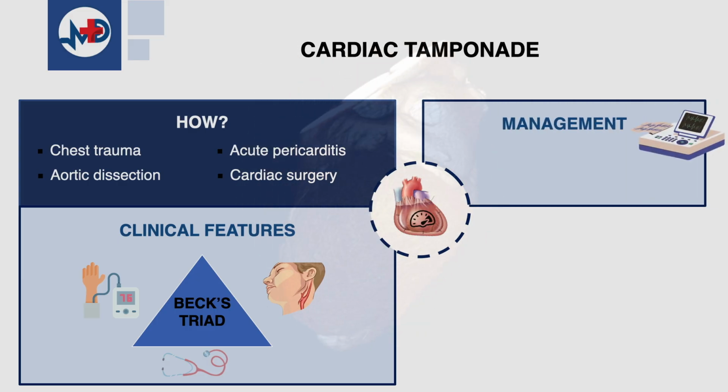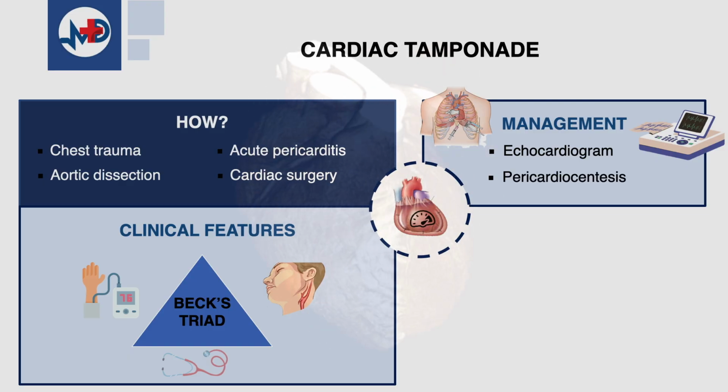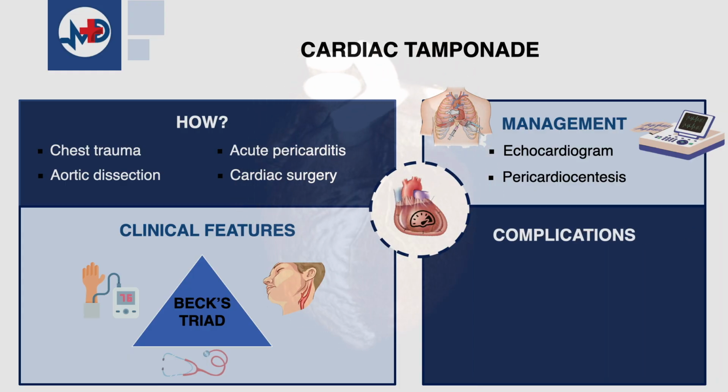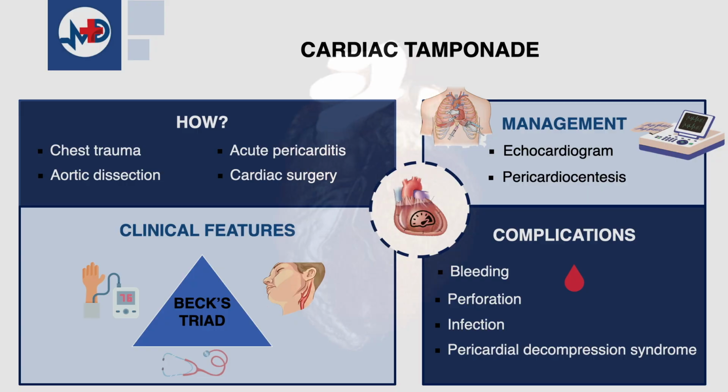ECG findings include low voltage QRS complexes and electrical alternans. If the patient is unstable and you suspect a tamponade, proceed immediately to the management. However, in all other patients, the diagnosis can be confirmed with echocardiography, either transthoracic echo or focus-assessed transthoracic echo. A pericardiocentesis is needed. For those who are stable, imaging guidance such as ultrasound or CT may be used, otherwise it's not needed. The patient should also be admitted for observation and referred if appropriate. Complications of cardiac tamponade are bleeding, perforation of surrounding structures and vessels, infection, and pericardial decompression syndrome.